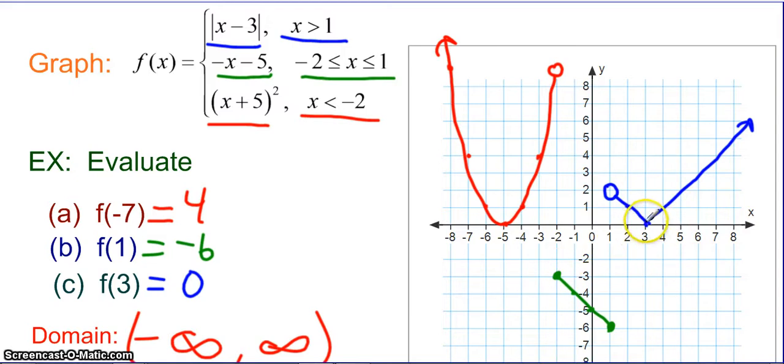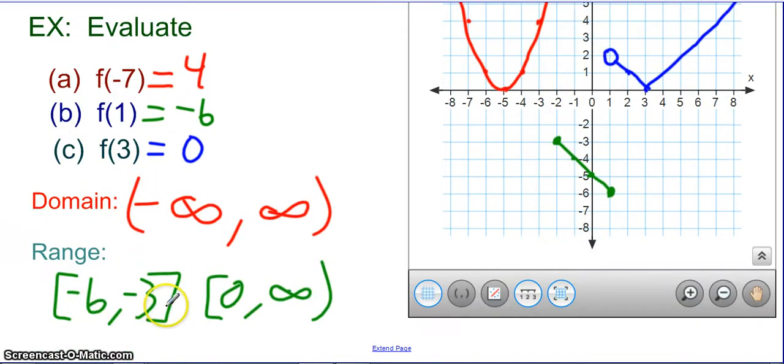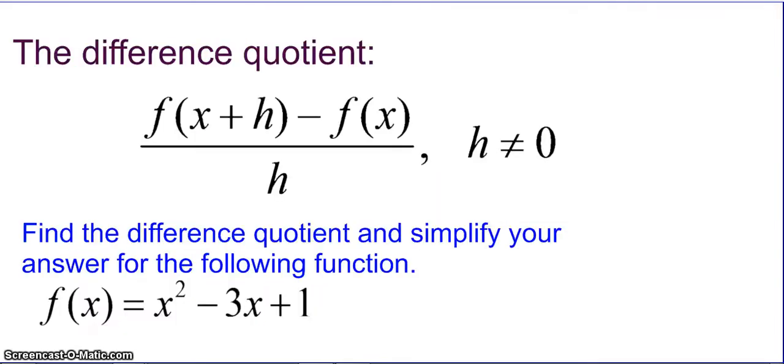But then at 0, both the absolute value and the parabola have a y value of 0. And then both of these pieces go up to infinity in the y direction. So that's how we end up with -6 to -3, including, and 0 to infinity, including 0 and infinity. Alright, our last example is a difference quotient example.